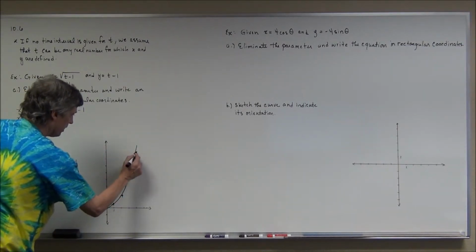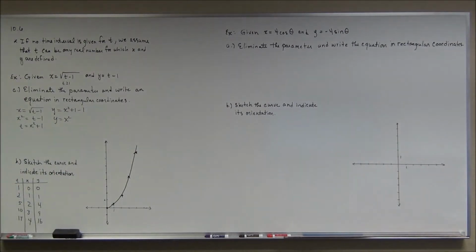Now again, notice here that it's not a complete parabola like this one says, because there was the restriction here on the parameter. So you're going to have to keep track of that if you change it to rectangular coordinates. Don't just graph this because this is looking familiar. Be careful, okay?